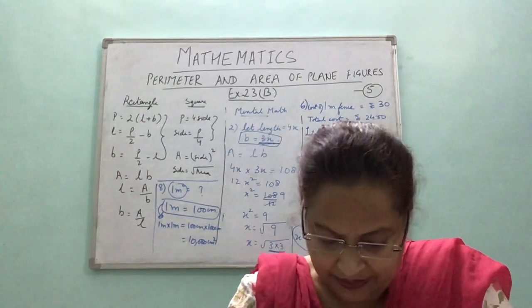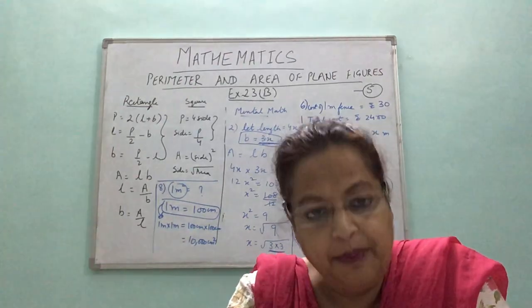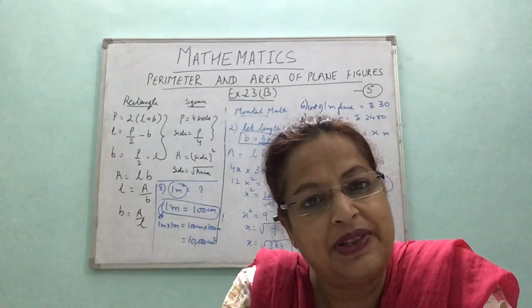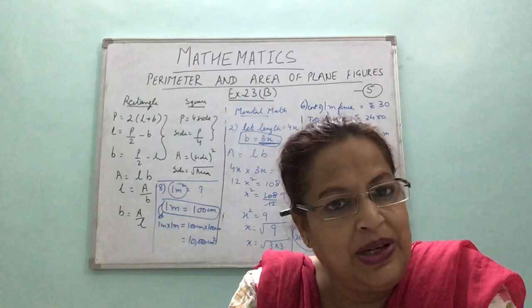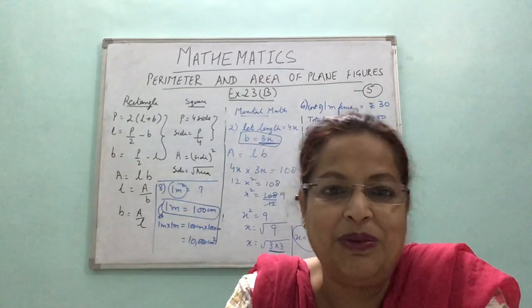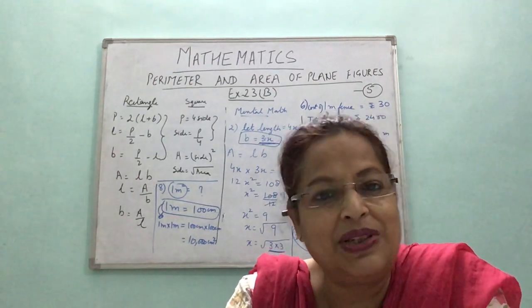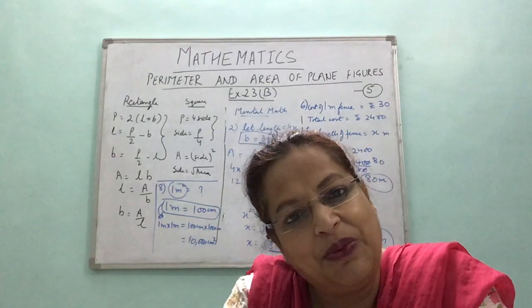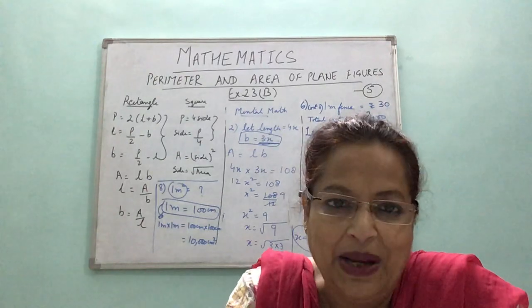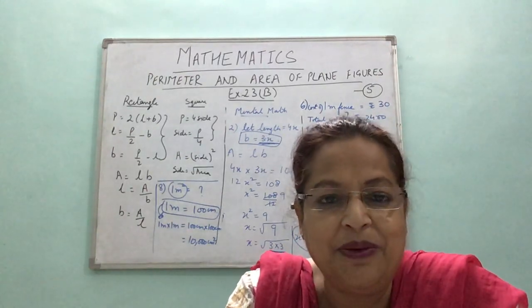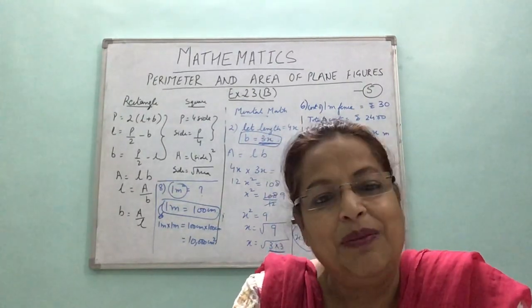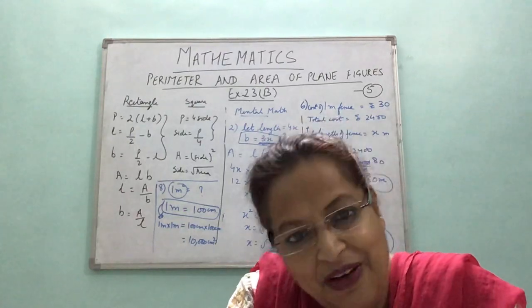Okay. Next one. The perimeter of a regular pentagon. Now pentagon means 5 sides. Hexagon 6 sides. Pentagon 5 sides. So regular means all sides equal. So the perimeter would be 5 into side. Or the side should be what? Perimeter divided by 5. So 16 divided by 5. And 16 divided by 5 would be what? 3.2. So the answer would be 3.2 centimeter. Because it would be perimeter divided by 5.